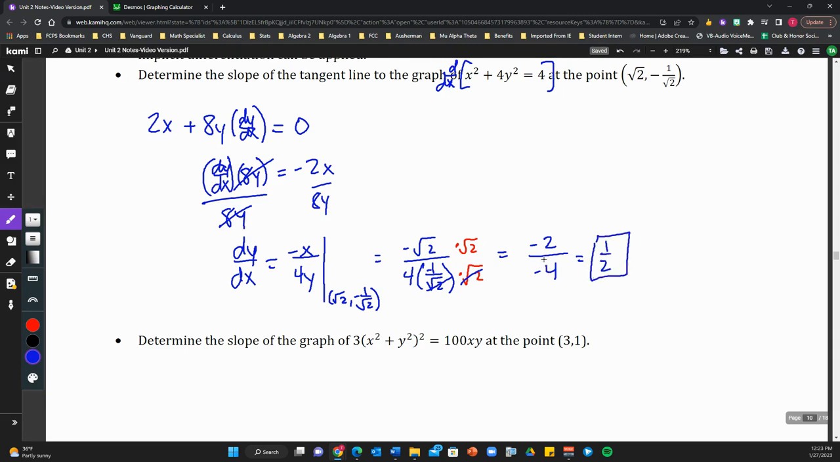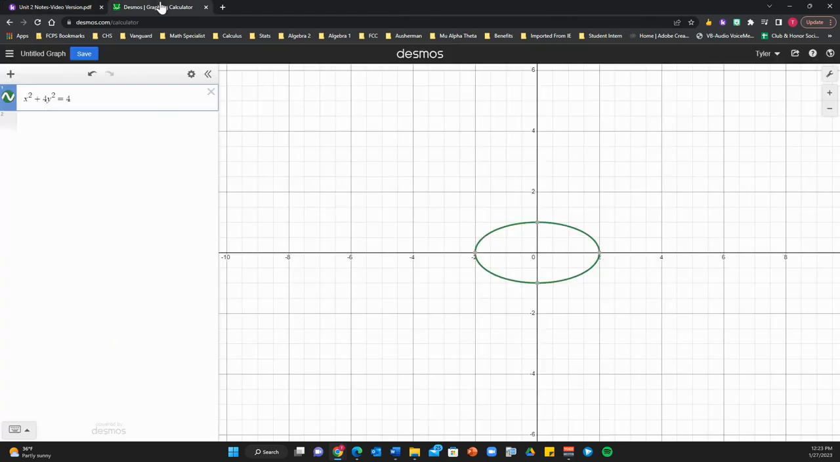So again, that's all I wanted to know. I just wanted to know the slope of the tangent line. So if I were to go to this graph and take a look at the point square root of 2, negative 1 over square root of 2, you guys can see, oops, that is a period, not a comma, there is that point on the relation's curve right here. And now we know the slope at that point is 1/2.